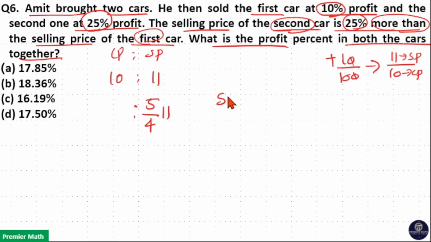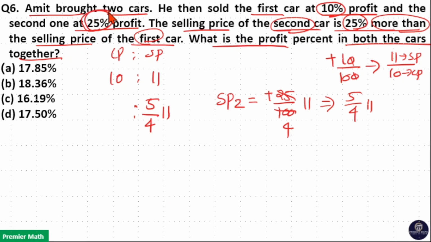Consider selling price of the second car as SP2, which is 25% more, means plus 25 by 100 of the first car. Selling price of the first car here is 11 part. So, write SP1 as 11. Now, 25 goes 4 times in 100. Plus 1 by 4 means 5 by 4. So, 5 by 4 of 11 is the selling price of second car.